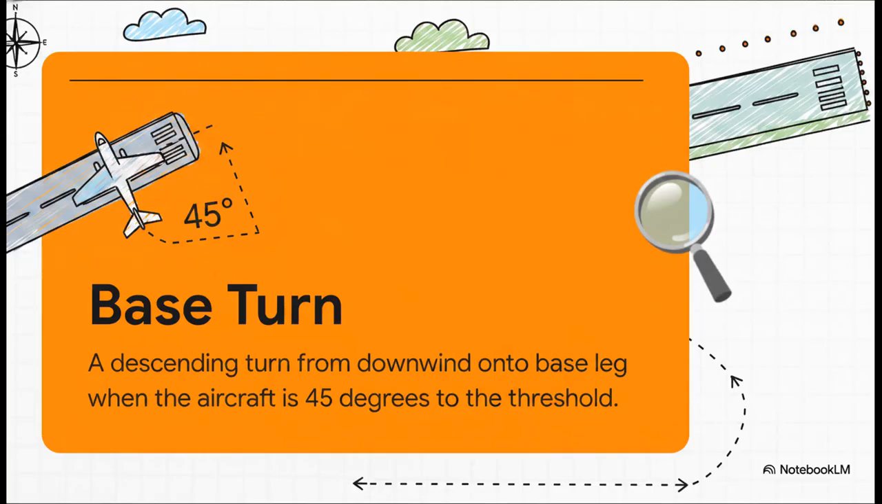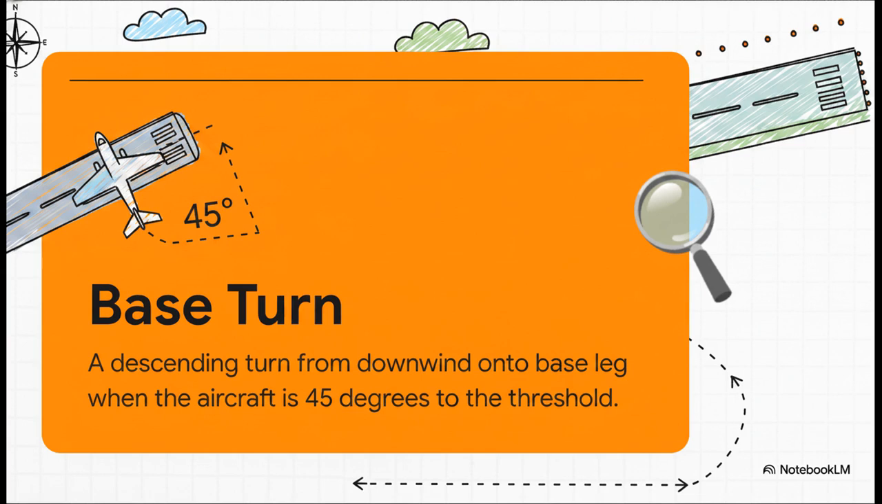I'm putting my strict instructor hat on for a second here because I need to warn you, this right here is exactly where things most frequently go sideways for student pilots. By definition, your base turn is a descending turn made from the downwind leg when the runway threshold is at a 45-degree angle behind your wing. You have to literally look outside and use that visual 45-degree cue.